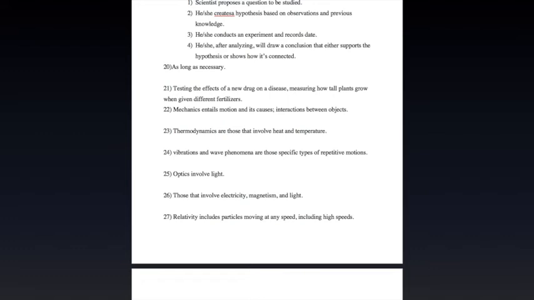Next we have, what are quantum mechanics? Quantum mechanics is the behavior of submicroscopic particles, more or less. Okay, then we go into models. So models are known as patterns, plans, representations, or descriptions designed to show the structure or workings of an object.